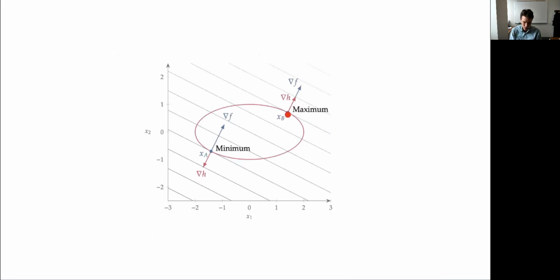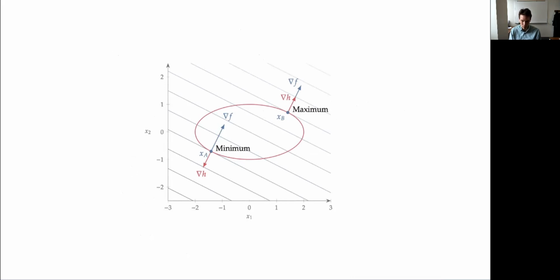There's a min and a max because I'm only applying the first order condition here. I'm not actually doing a descent method here. This is just the calculus version. So I can't distinguish between critical points without looking at the second order condition. But what you notice is that, as we expect, the gradient of f and the gradient of h are perpendicular at these points. Not perpendicular, sorry, parallel.